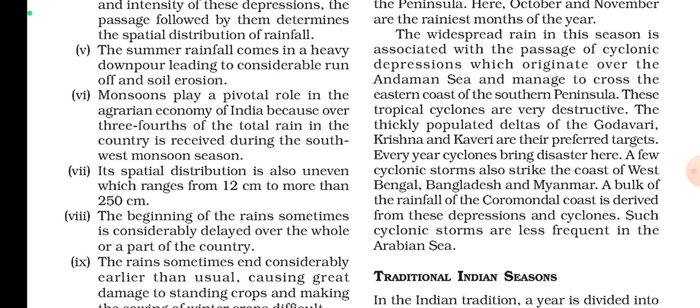Southern peninsula. These tropical cyclones are very destructive. The thickly populated deltas of the Godavari, Krishna, Kaveri are their preferred targets. Every year, cyclones bring disaster here. A few cyclonic storms also strike the coast of West Bengal, Bangladesh, and Myanmar. A bulk of the rainfall of the Coromandel coast is derived from these depressions and cyclones. Such cyclonic storms are less frequent in the Arabian Sea.